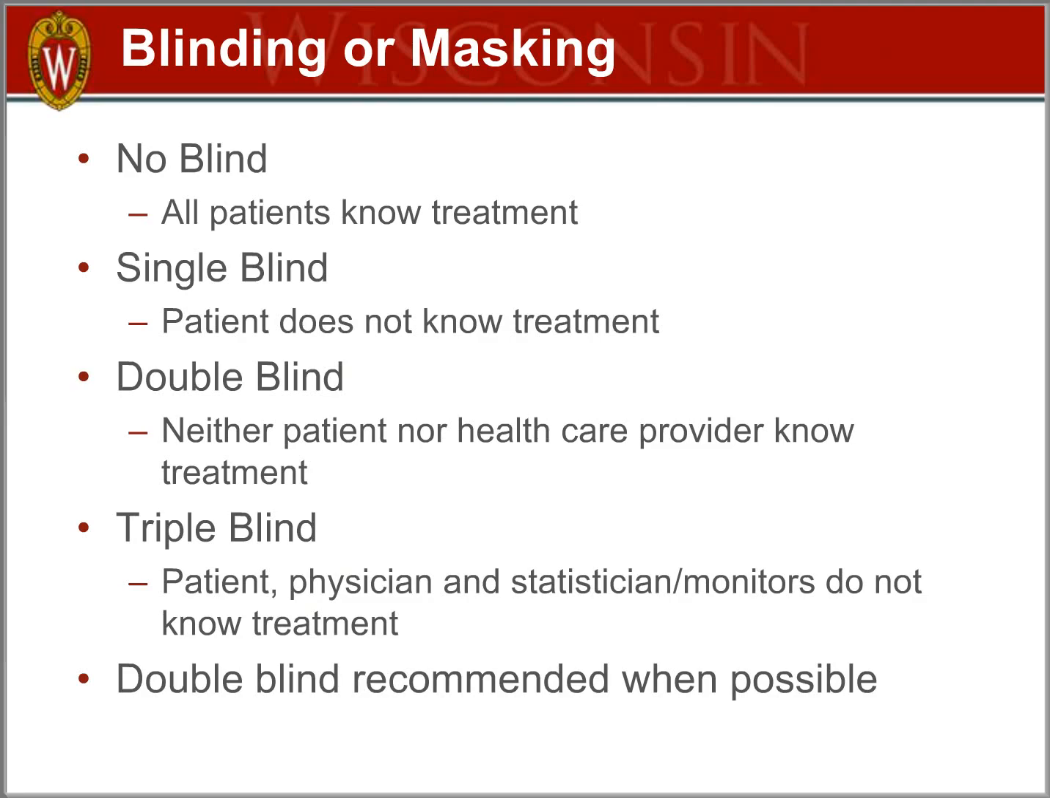We talk a little bit about masking or blinding. In the unblinded trial, all patients know the treatment. Everyone knows the treatment, essentially. In the single blind, the patient does not know, but the healthcare team does. In the double blind, neither patient nor healthcare provider knows the treatment. Sometimes people talk about the triple blind, when neither patient nor physician nor those who monitor the trial know the treatment. As we'll talk about in the monitoring lectures, the double blind is recommended. Triple blind, I believe, is not a good approach.